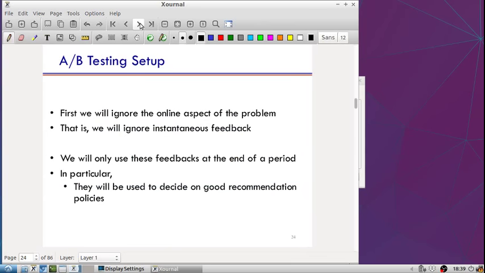Okay. So just coming back to the online machine learning setup, we're going to ignore one important aspect, which is the online aspect. So we are not going to take into account instantaneous feedback, and our action is just going to be whether to have the product enhancement or not. Or, if you have multiple enhancements, which product enhancement we should have, which one of the few options we should actually deploy. That's going to be the action or the decision. And you're going to ignore instantaneous feedback, as in you'll collect a lot of feedback, and then figure out and take a decision. So we'll only use feedback at the end of the period. For example, it can be used to decide on recommendation policies, for example, if it's the MSN setting, and so on.